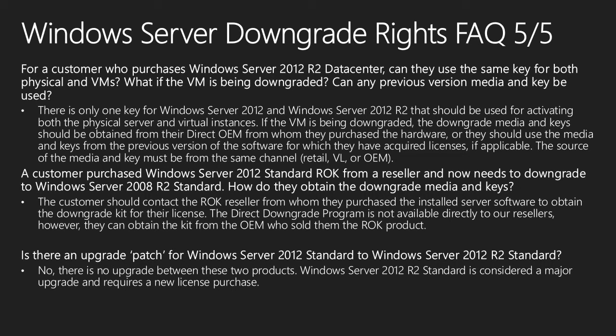Now, moving on to an ROK question. A customer purchased Windows Server 2012 standard ROK from a reseller and now needs to downgrade to Windows Server 2008 R2 standard. How do they obtain the downgrade media and keys? Well, this again is one of the ones that's not necessarily going to be available. They'll need to contact the OEM to see if they do still have any stock. You may be able to call the disties to see if there's any stock, but at this point in time, that's something that is going to be harder to get a hold of.